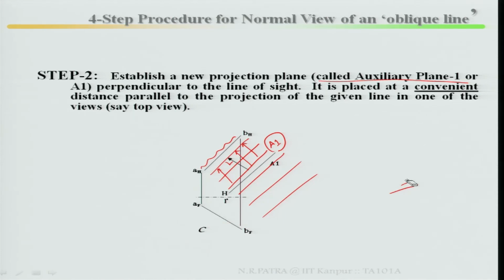Now showing it. I hope you understand the steps, how the auxiliary plane concept has come. We want to find the true length of the line. It is placed at a convenient distance parallel to your projection line. So this is your A1 plane, the auxiliary plane.